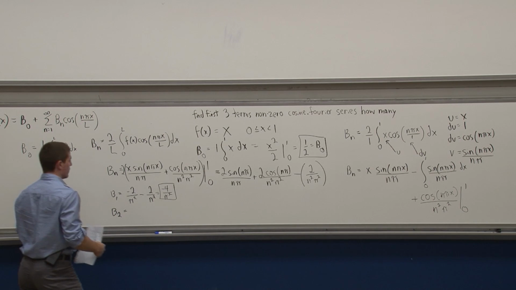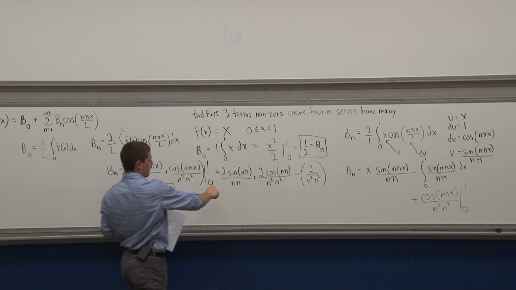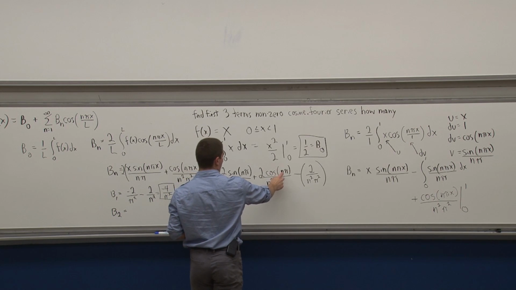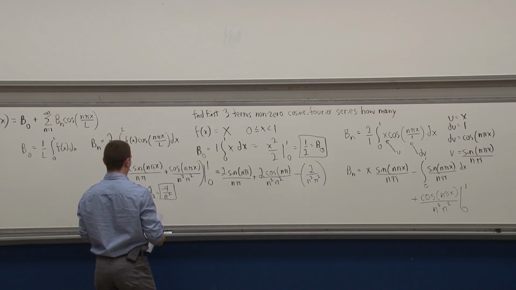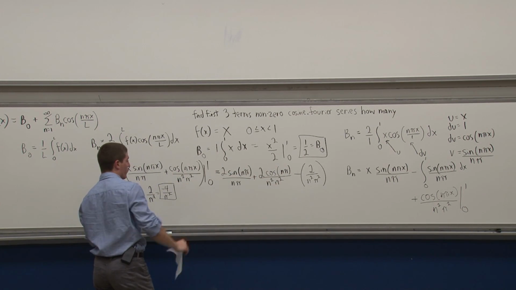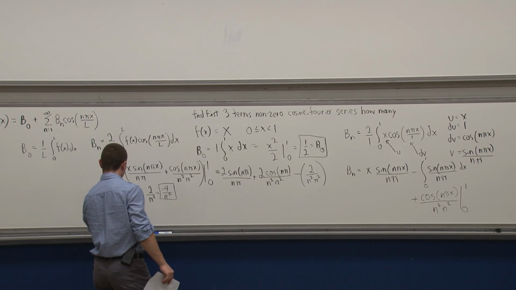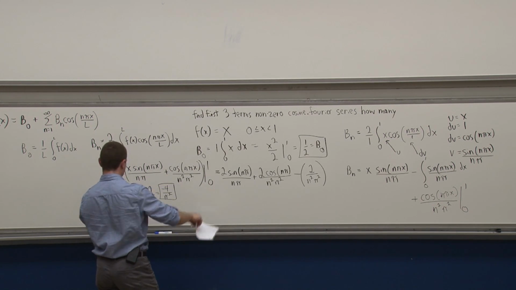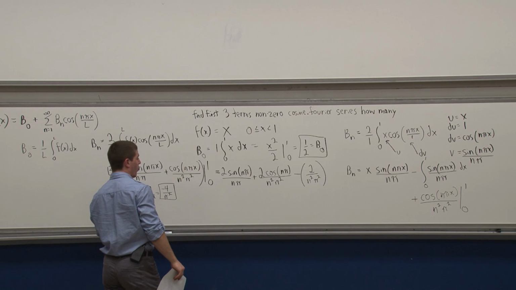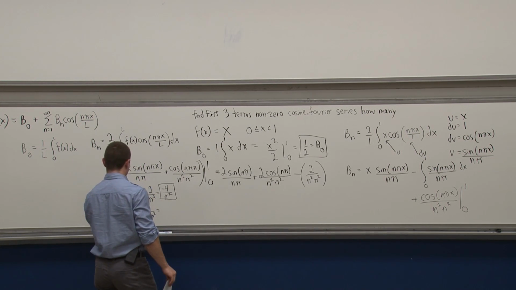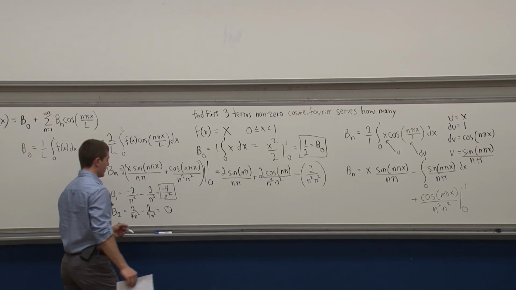All right, B2. So we can plug in 2 to here. So that's going to be 0 because it's sine. 2 cosine of 2 pi. Cosine of 2 pi is going to be 1. So we have 2 over 4 pi squared minus 2 over 4 pi squared, which is going to be equal to 0. Great. We did another term.